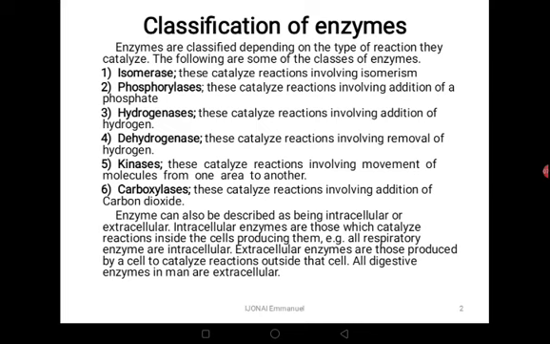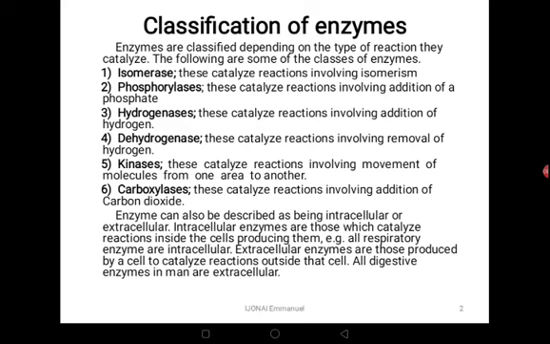Well, so we have those classes of enzymes. I want you to master them. Master the class of enzymes and also master the reaction that it catalyzes. That will be very good for you, and summarize it in your book. Isomerases, phosphorylases, hydrogenases, dehydrogenases, kinases, carboxylases, decarboxylases. That will be great for you. So members, enzymes can also be described as intracellular enzymes or extracellular enzymes.